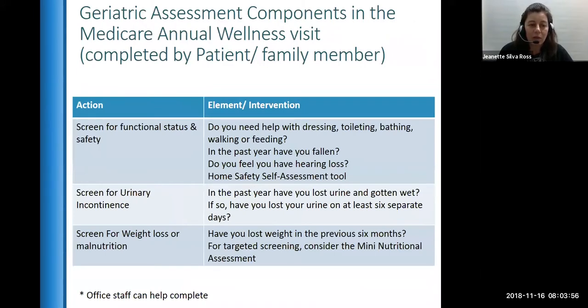Again, when you're screening for functional status and safety, you're addressing whether they need any help with their activities of daily living, or whether they have fallen. Do they have any hearing loss? And then you want to assess the home safety, and give them a tool to look at. You want to screen for urinary incontinence, with the question we talked about: in the past year, have you lost your urine and gotten wet? You also screen for weight loss and malnutrition with the question we talked about: have you lost weight in the previous 6 months?